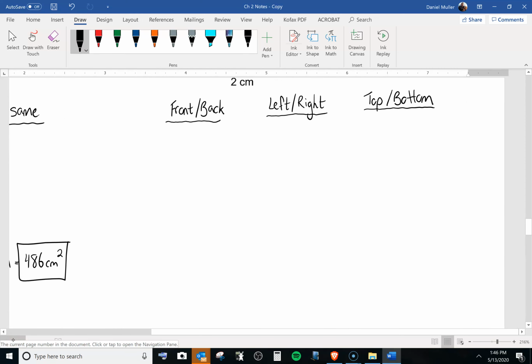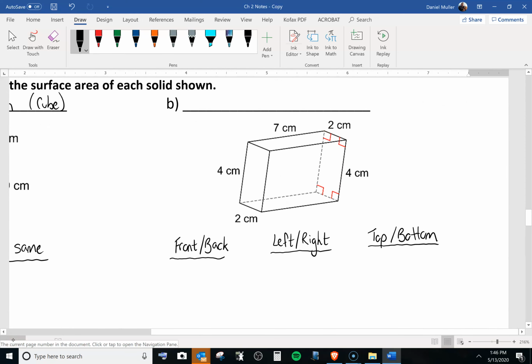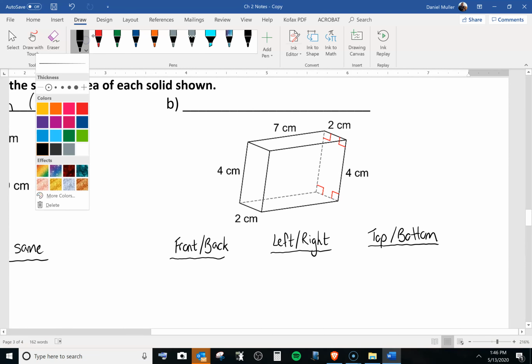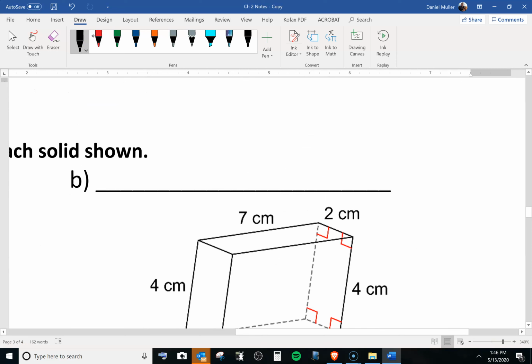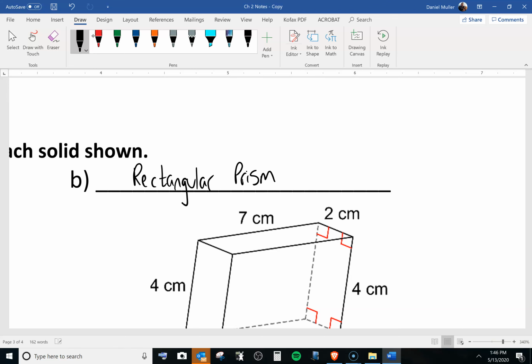Now the next one here is a rectangle-based prism. So I'll label that. You'll notice that I've already labeled some things. Let's start with the bottom. So it's a rectangular or a rectangle-based prism. It does not come up to a point.